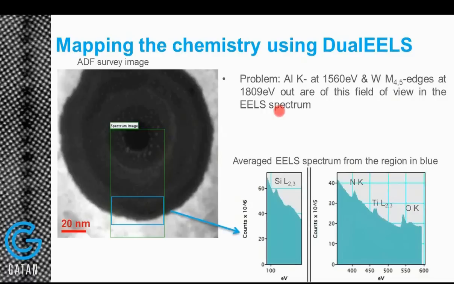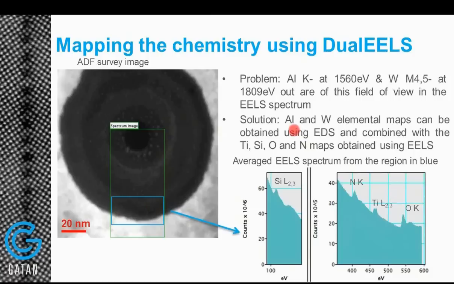A solution for that could be using EDS simultaneously with EELS, where we acquire aluminum and tungsten using EDS, and then we can combine those maps with the other EELS maps for titanium, silicon, oxygen, and nitrogen. This is something very important, so we are pushing the possibilities of both EELS and EDS. This is where both techniques become very important.